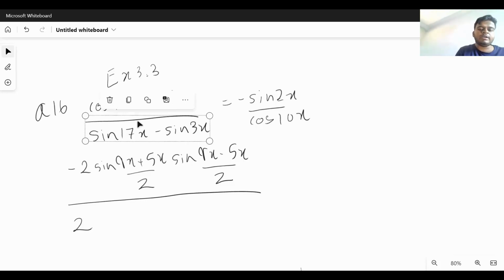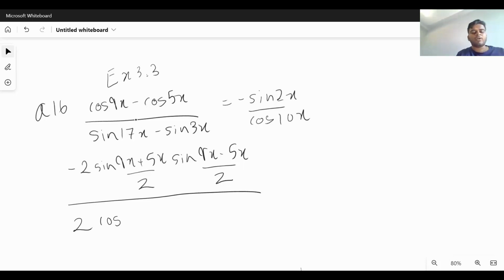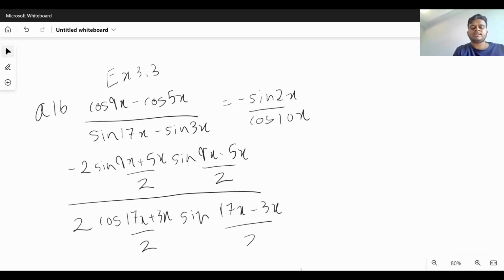So all I need to do is use the formula. We all know that sine x minus sine y can be written as 2 times cos x plus y by 2 into sine x minus y by 2. That's what I'm going to do. 17x plus 3x by 2 into sine 17x minus 3x by 2. Correct. This 2 and this 2 gets cancelled.